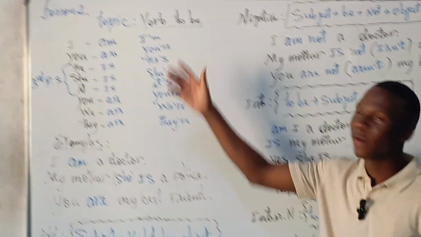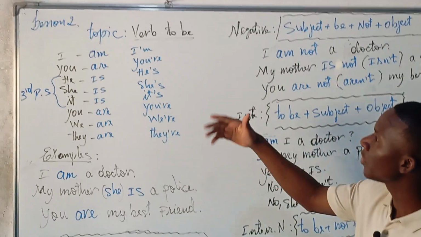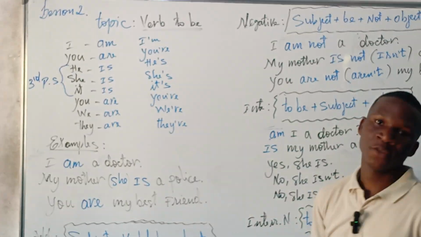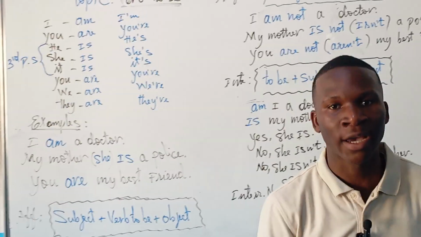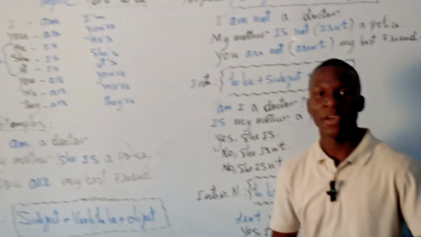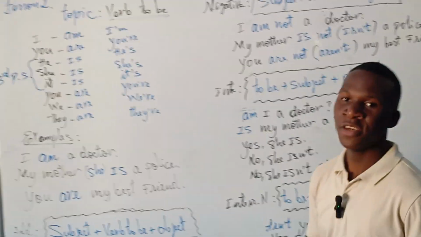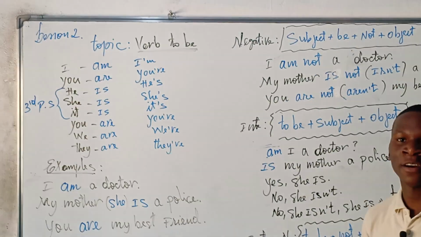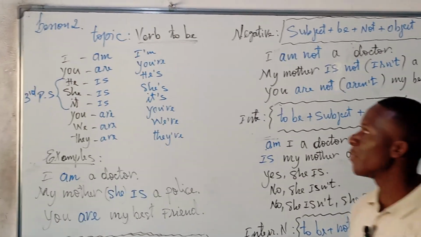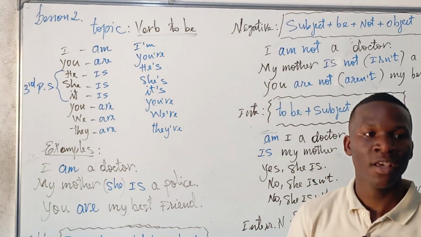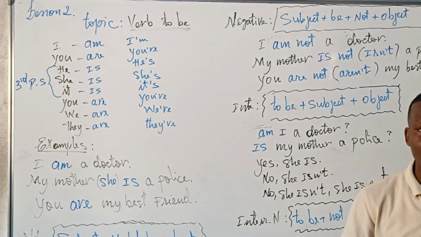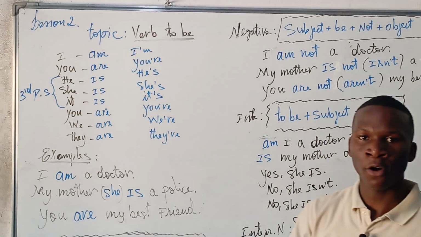Today we are going to have our second lesson where we are going to talk about the famous verb to be. But before we go ahead, let me introduce myself. My name is Teacher Anderson. Okay, verb to be is easy. I hope you have heard about verb to be, how to conjugate verb to be, and how to use verb to be in a sentence.